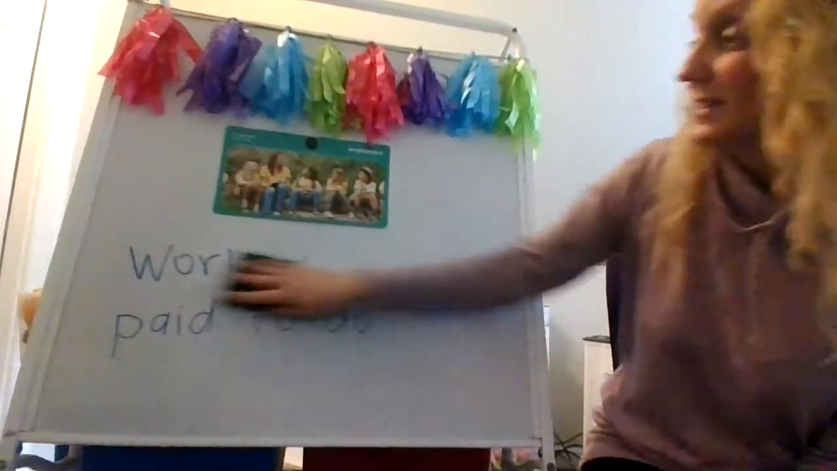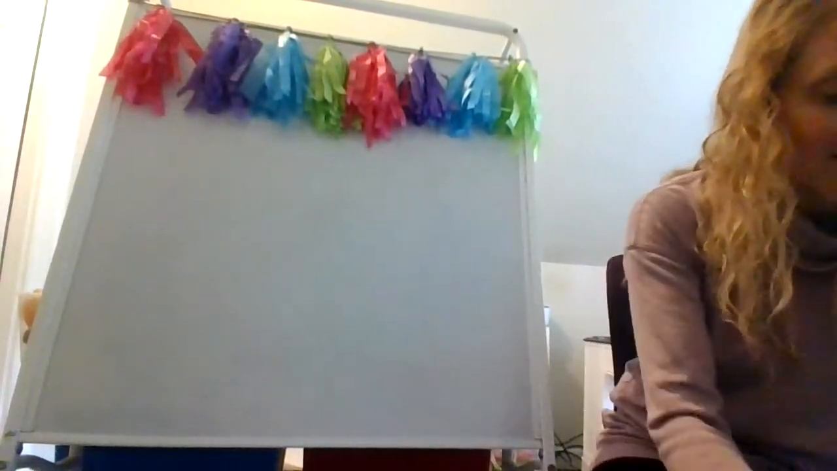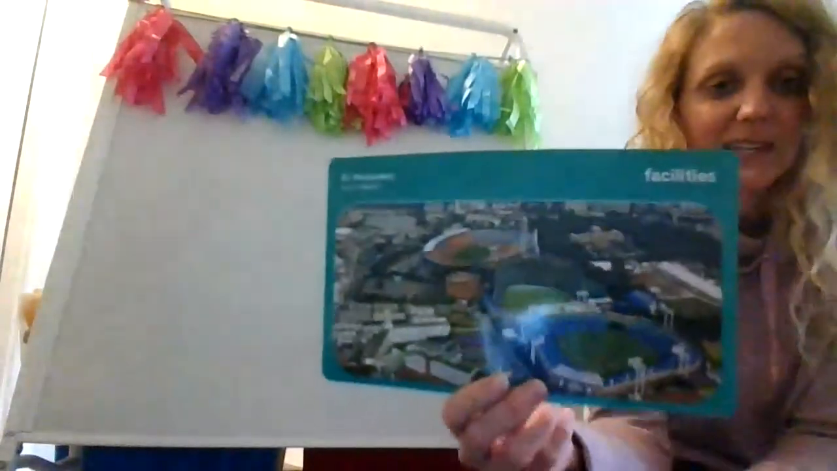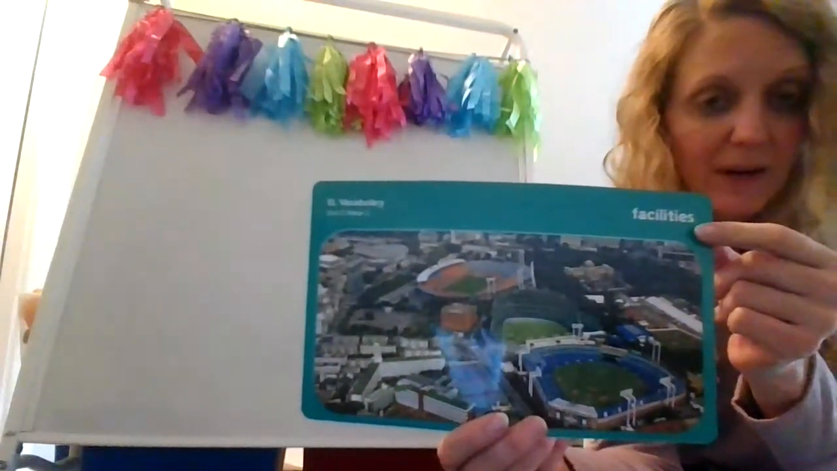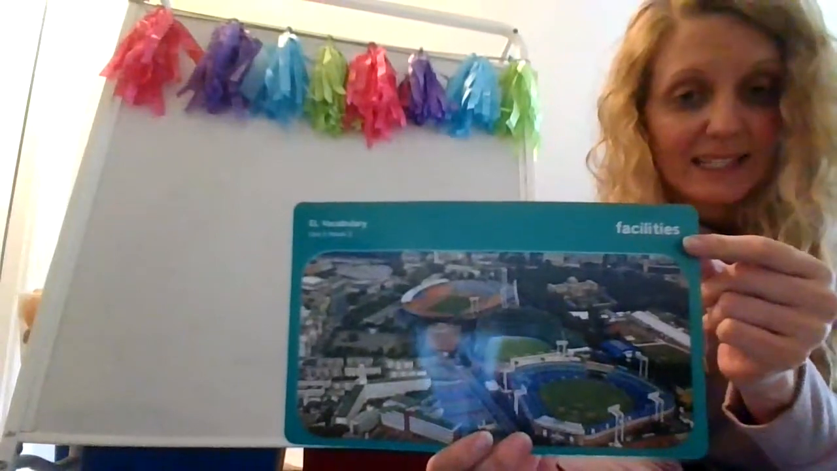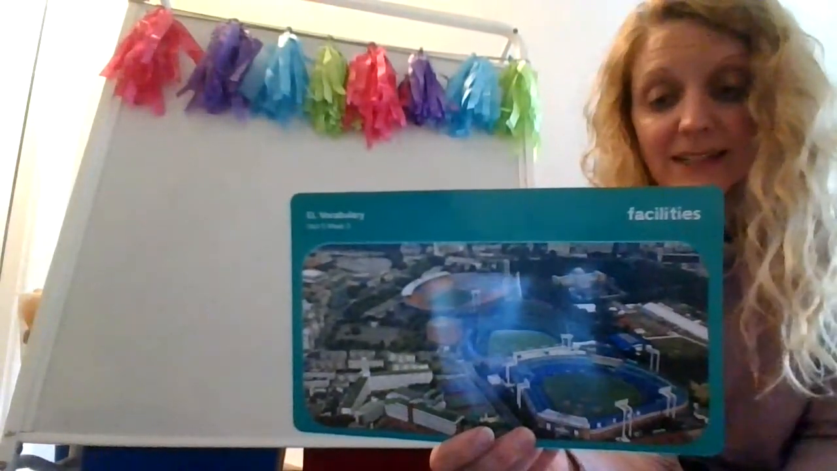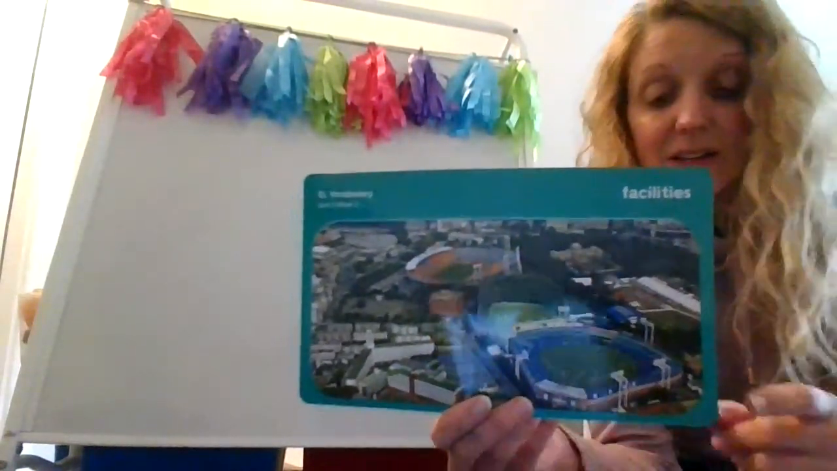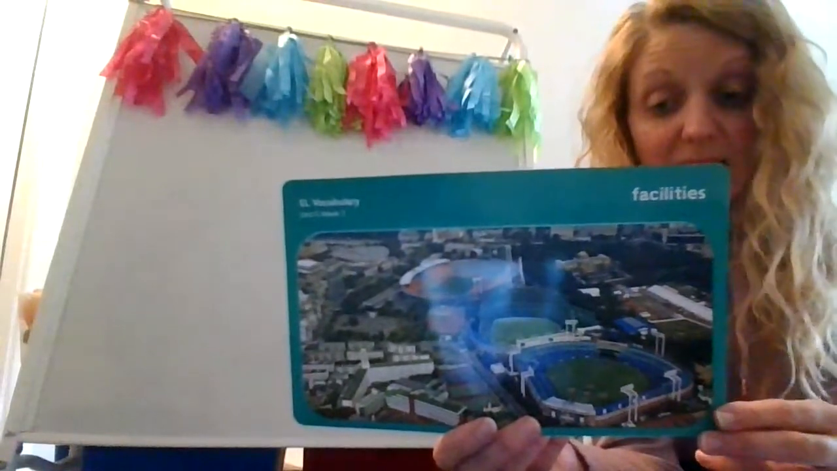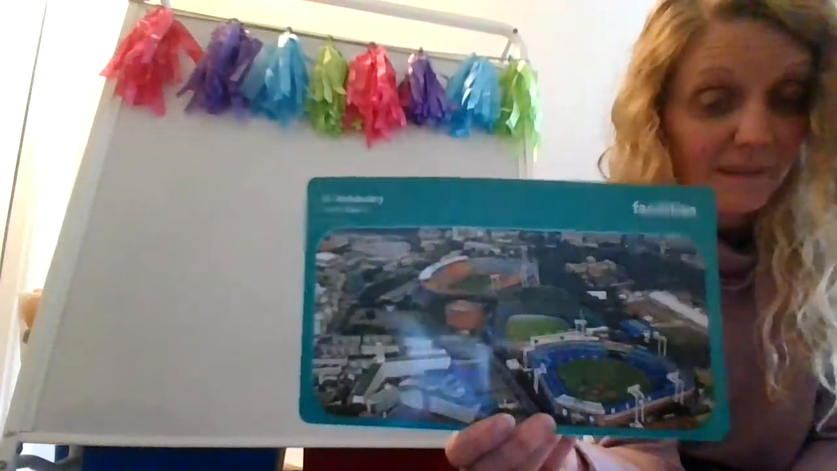All right, let's move on to the next word in your list. And that is facilities. It starts with an F. Find it, point to it on your paper, and say facilities. Facilities are buildings that have a certain purpose. So in this example, it says stadiums are facilities where sports are played.